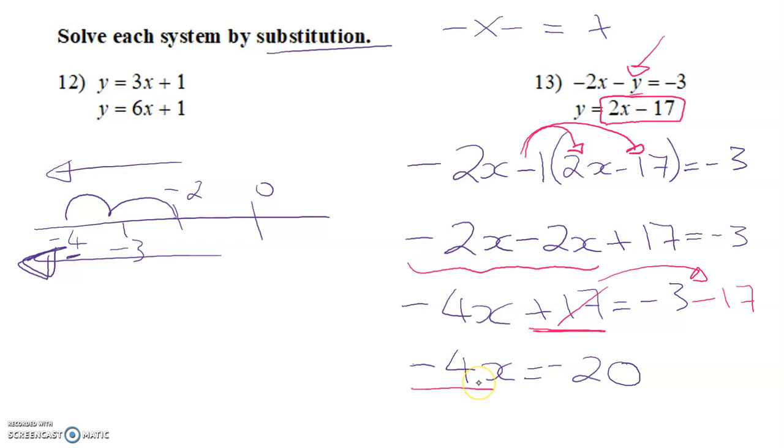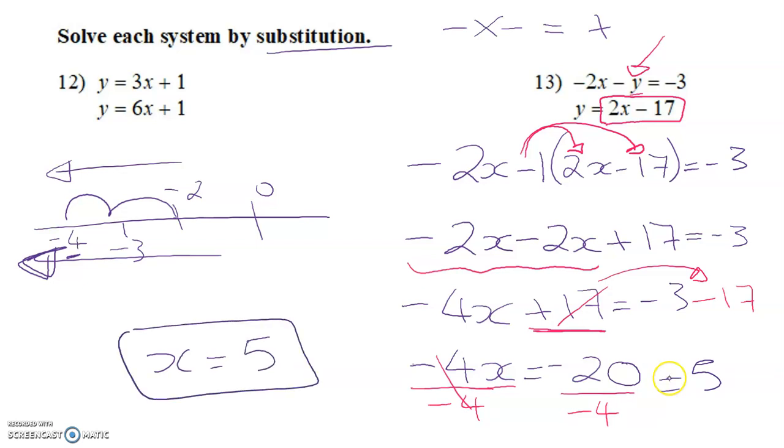And what math is being done here? This is multiplication. This means negative 4 times x. So we need to divide by negative 4. And negative 20 divided by negative 4 equals 5. So x equals 5. But we are not finished there.